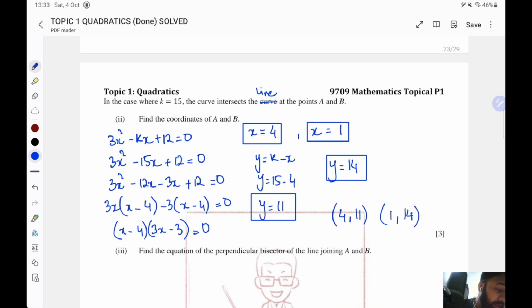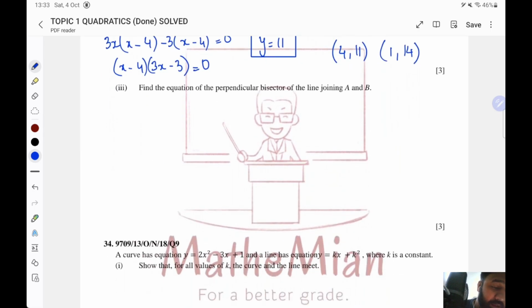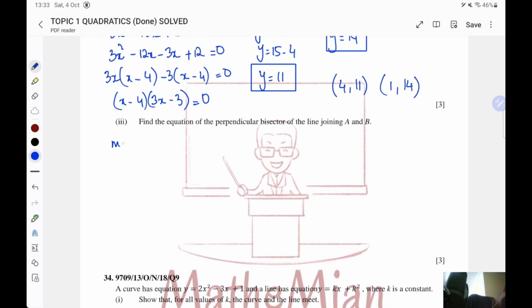Let's move forward. He says to find the equation of the perpendicular bisector of the line joining A and B. So first we will find the gradient of AB. The gradient of AB will be 14 minus 11 divided by 1 minus 4, which is minus 1. So the gradient of the perpendicular bisector of AB will be positive 1.